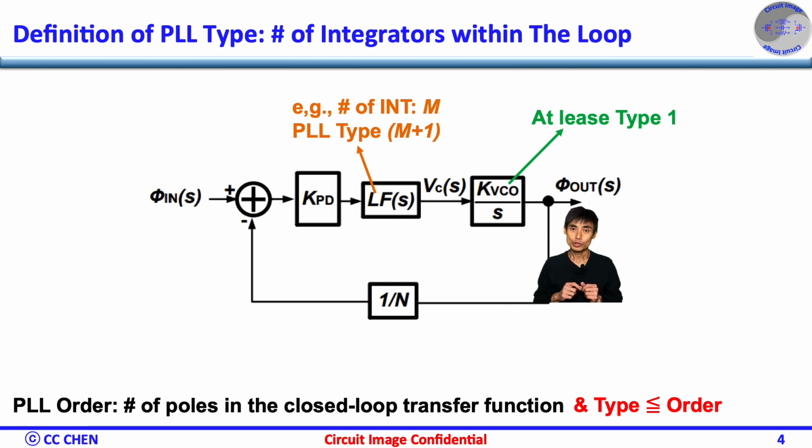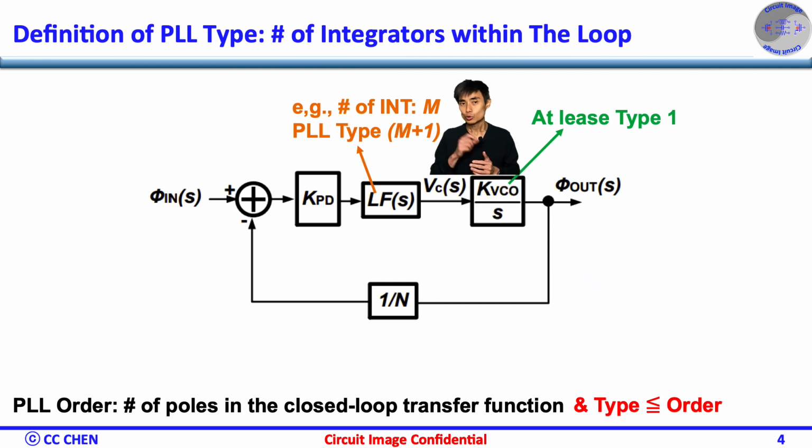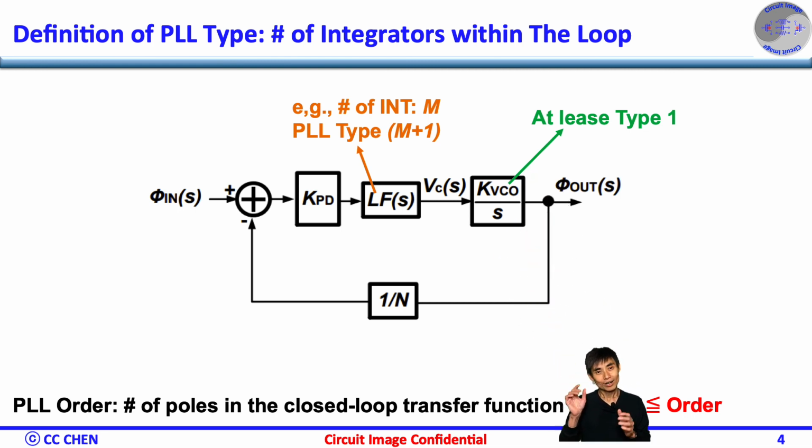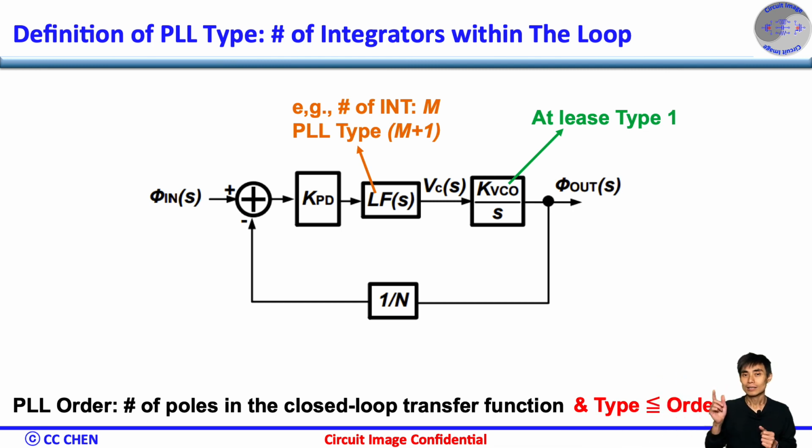From this traditional and simple PLL, we can define the PLL type, which refers to the number of integrators within the loop. As we mentioned, the phase is an integral of the frequency of the VCO. Any PLL is always at least type 1 because of the VCO integrator. Also, we can define the PLL order, which refers to the number of poles in the closed loop transfer function. So, the order can never be less than the type.